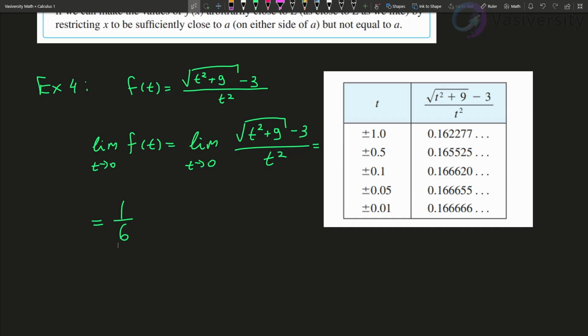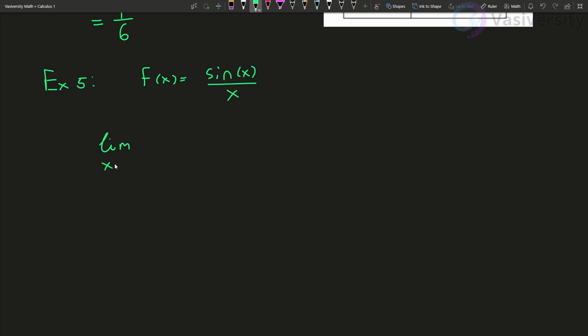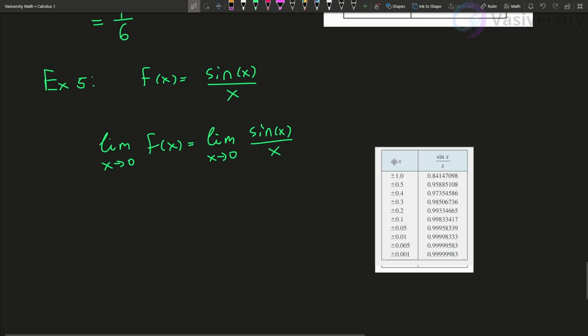A similar example can be done for this problem. Let's take a look at example 5. If you have f of x equal to sine of x over x, we again evaluate the limit as x approaches 0 of f of x, so the limit as x approaches 0 of sine of x over x. This one is a very famous, very popular example, because if we plug in 0, we get 0 over 0, which is undefined, so we cannot find it that way.